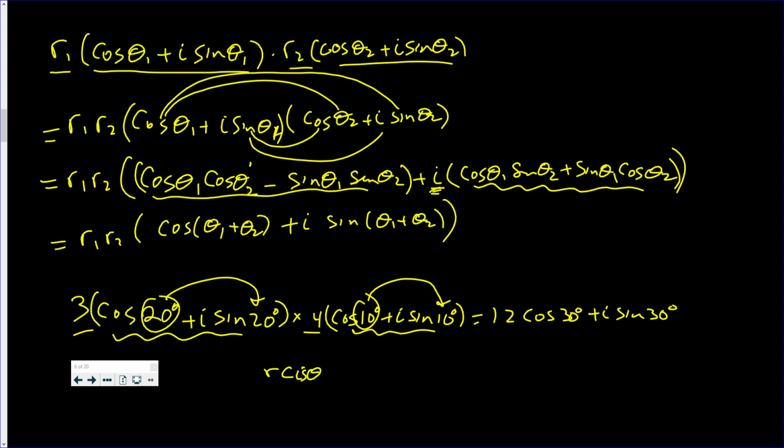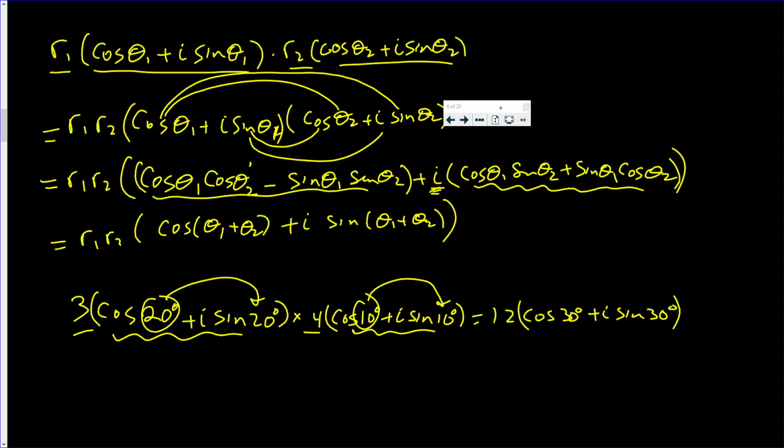Cis theta. It must be r times cosine of an angle plus i times the sine of the same angle. So just multiply the r's and add the angles, and don't forget to factor out the r. Now we can go further and figure out what a and b are. We can write this in a plus bi form.